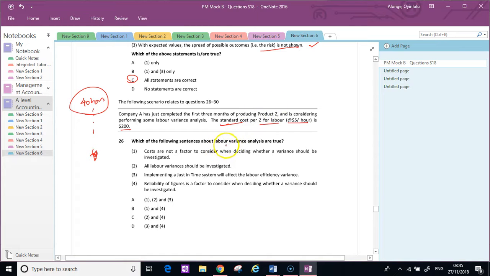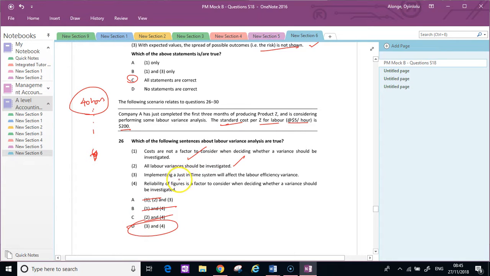So which of the following statements about labor variance analysis is true? Costs are not a factor to consider. That's just ridiculous. All labor variances should be investigated. Small ones, you don't have to investigate them. So 1 and 2 gone, leaving you 3 and 4.